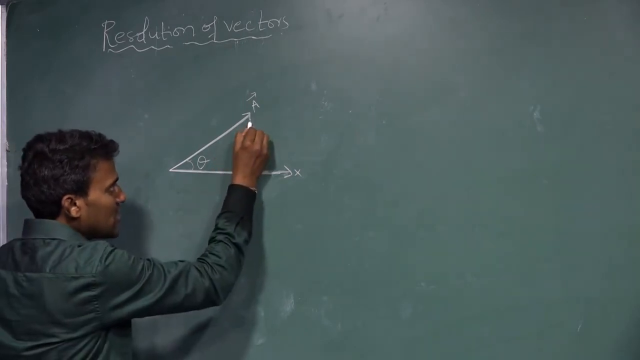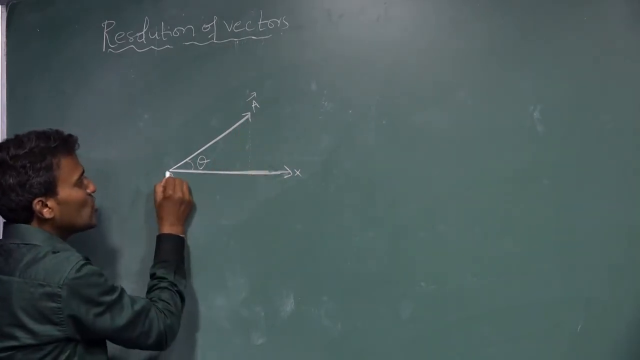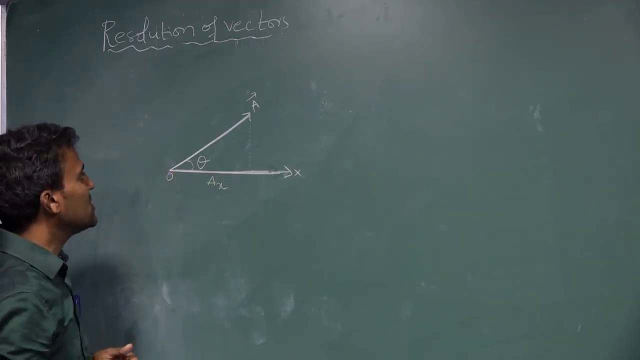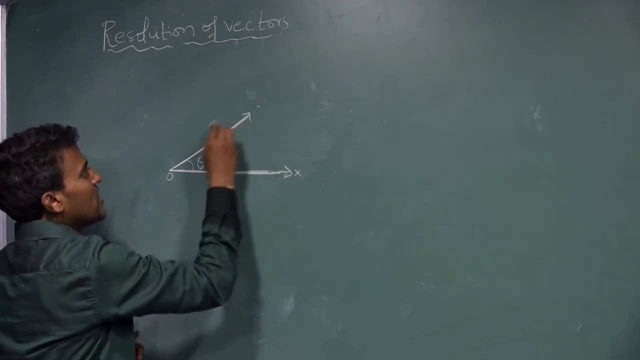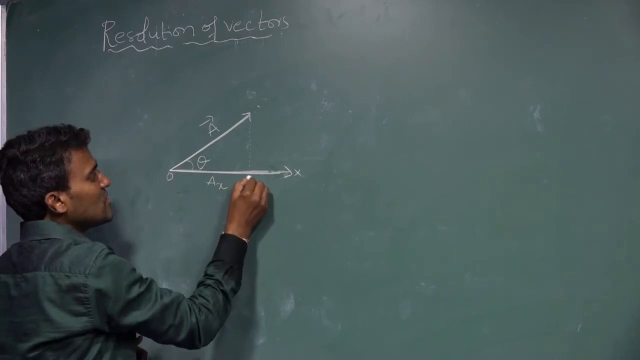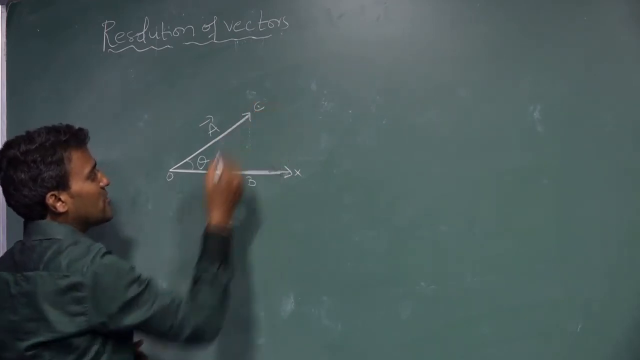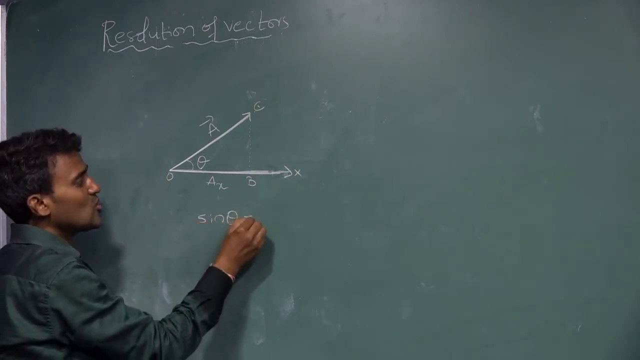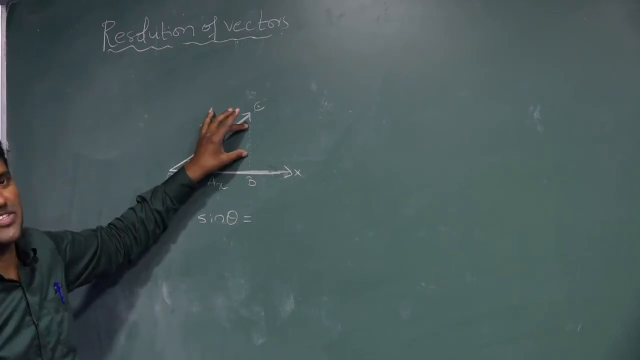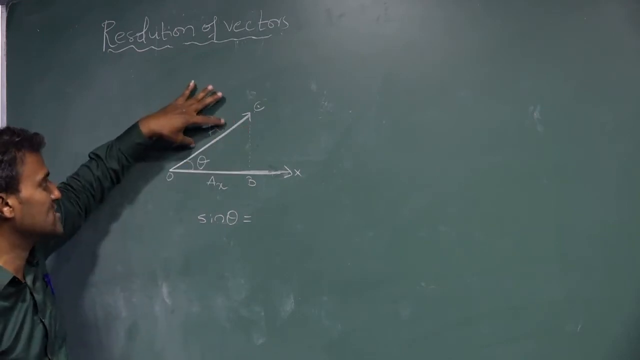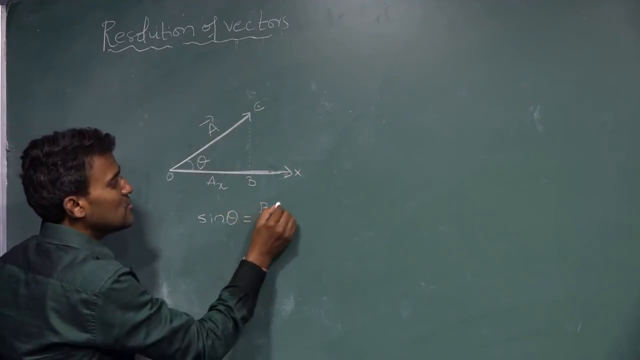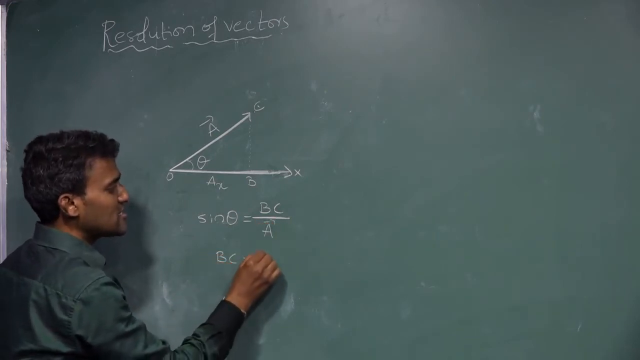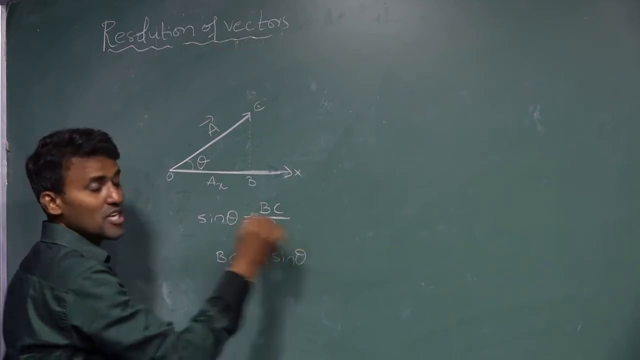For your understanding, I am just drawing here. From O to here, the distance we are writing is nothing but AX. This is the A vector. This is B, this is C, I am writing. Sin theta is equal to opposite side by hypotenuse. What is the opposite side? BC is the opposite side and hypotenuse is the A vector. Now BC is equal to A bar sin theta.